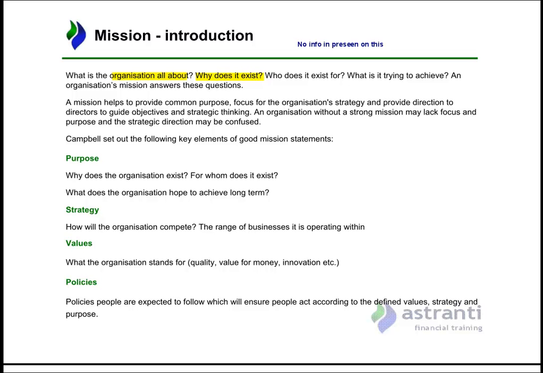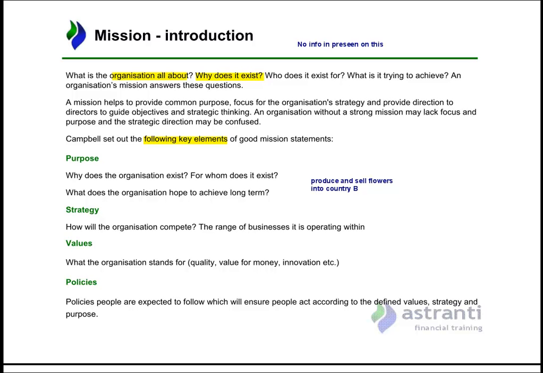Now, Campbell here has listed out the four main elements, the four key elements for a mission statement, and those are the purpose. So what does the organization exist for? Who does it exist for? Well, currently we know that they exist to produce and sell flowers into country B, where they have a distribution network and they sell into wholesale.